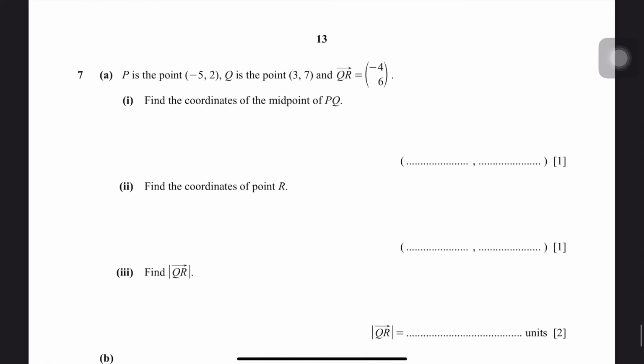This next question is about vectors. It says P is the point this, Q is the point that, and QR equals this. Find the coordinates of the midpoint of PQ. That's simple: minus 5 plus 3 divided by 2. I don't need vectors for this. So I get minus 1 comma 4.5.